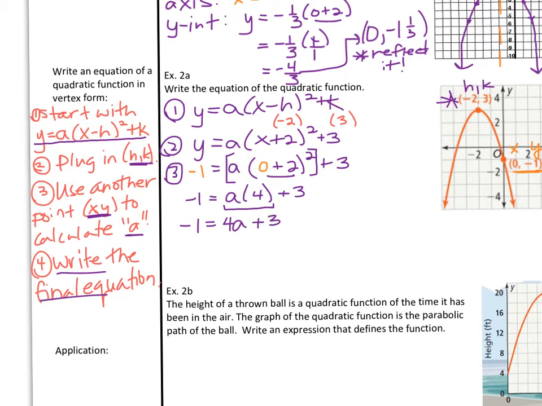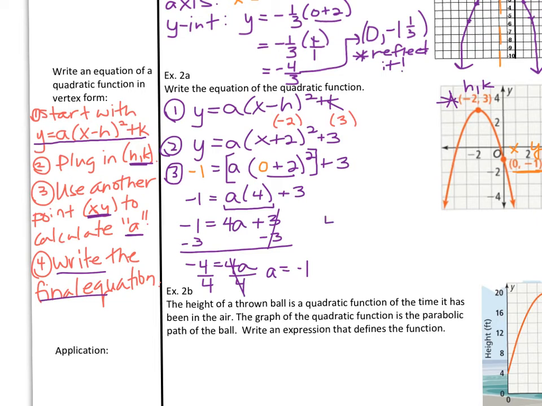To get a by itself, thinking order of operations but backwards, let's move that 3 to the other side. -1 minus 3 is -4, equals 4 times a. If we divide both sides by 4 to get a by itself, we would have a value of -1. And that should make sense because that quadratic function reflected over the x-axis.